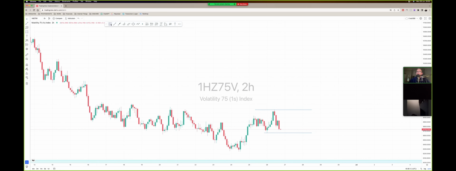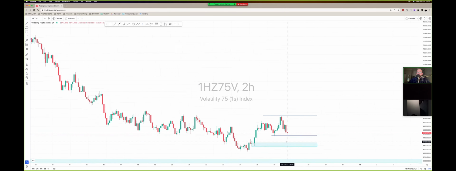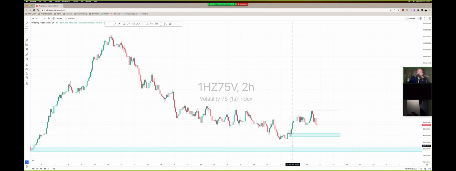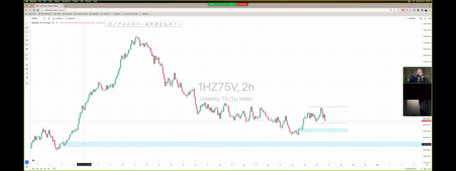Looking good. 2-hour area point of interest. Right there. So if we break this, you can look to buy from this area right here. If we break that, we have lower time frame areas. Your buy from this lower time frame area, based off of what I'm seeing, would be from the top of the zone, something like that.